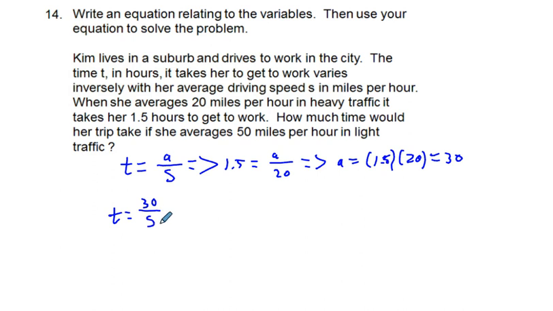So our equation is going to be t is equal to 30, our constant of variation, over s. And then if we average 50 miles per hour in light traffic, t is equal to 30 over 50, which equals 3/5, or 0.6. And the time is in hours. And in minutes, let's see, that'd be 0.6 times 60, which would be 36 minutes.